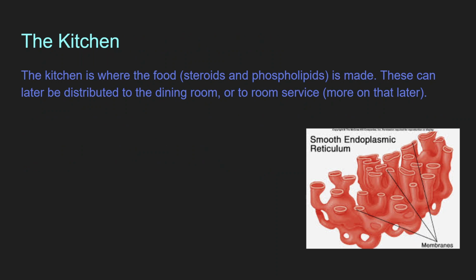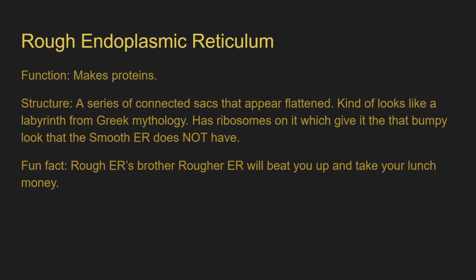The kitchen. I compare this to the kitchen. It is where the food, which use steroids and phospholipids, are made. These can later be distributed to the dining room or the room service, and I have more on that in the coming slides.